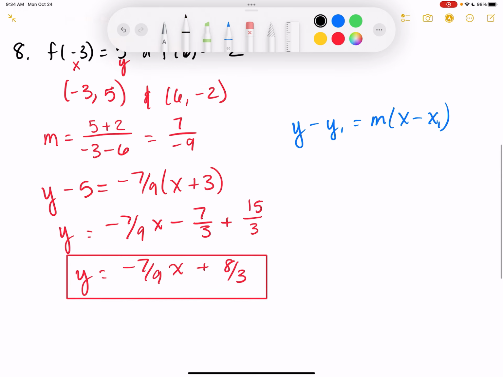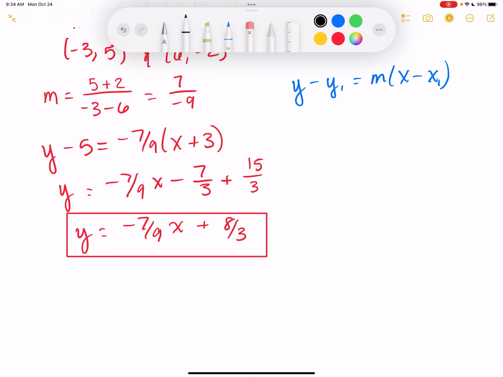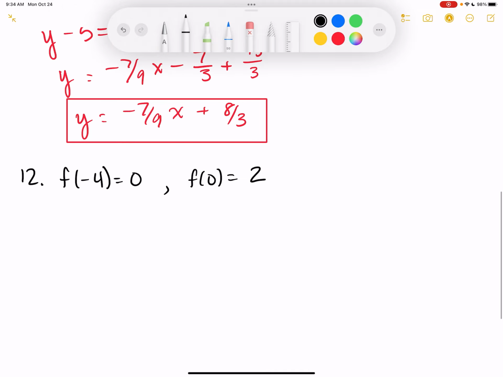All right. I'm gonna have y'all try this one on your own first, and then we'll go over it. f of negative 4 equals 0, and f of 0 equals 2. So, try that one on your own first.